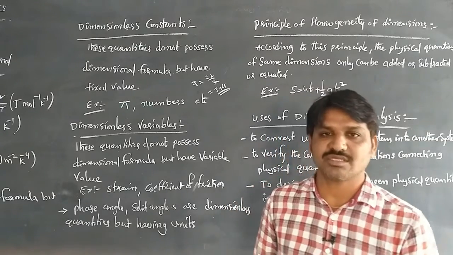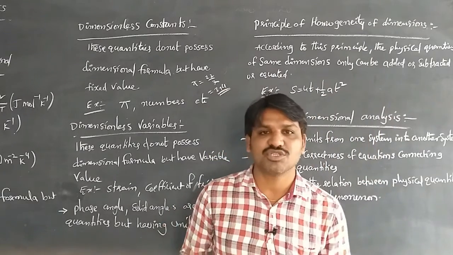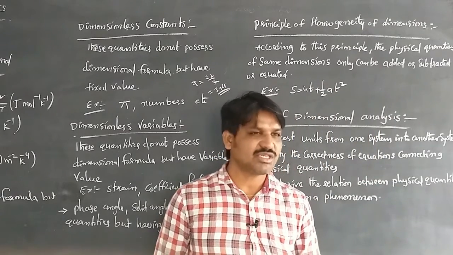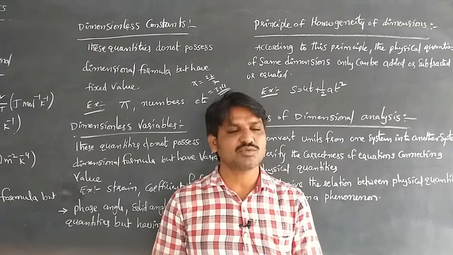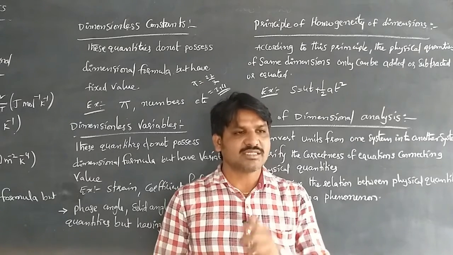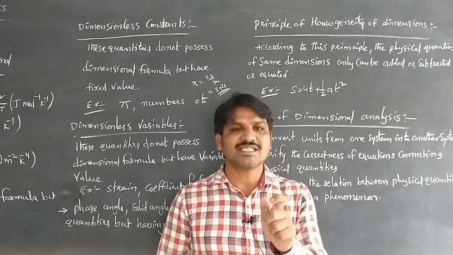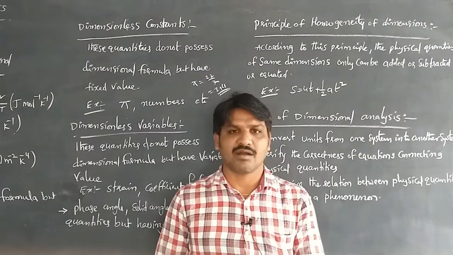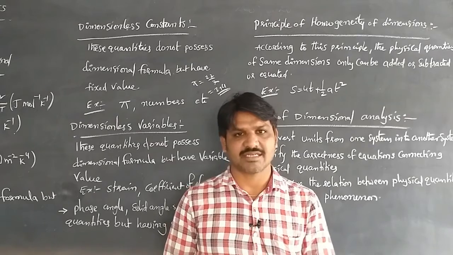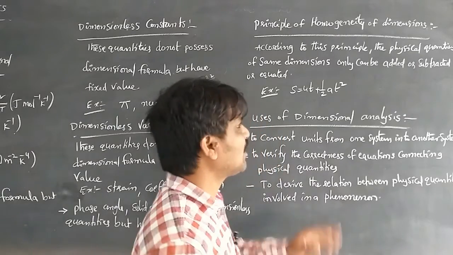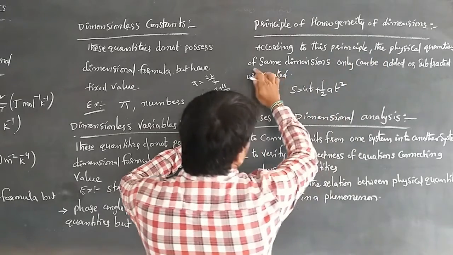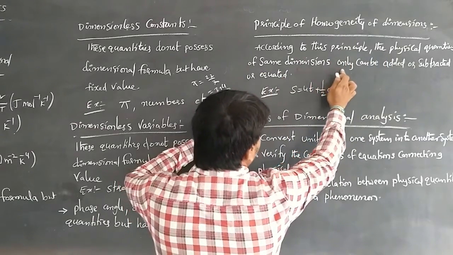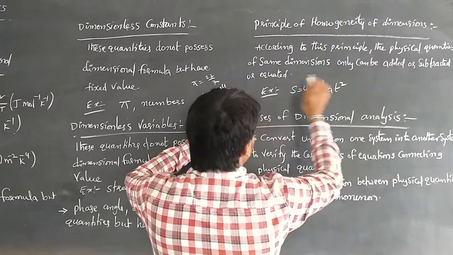And now we are going to learn the principle of homogeneity of dimensions. What is meant by the principle of homogeneity of dimensions? According to this principle, same units can be added, equated, or subtracted. That is the principle of homogeneity. Physical quantities of the same dimensions only can be added, subtracted, or equated.